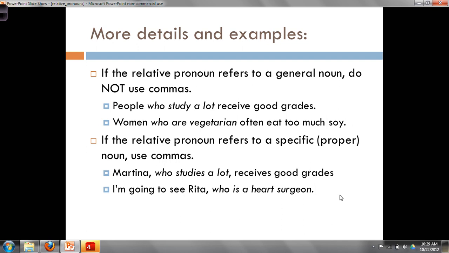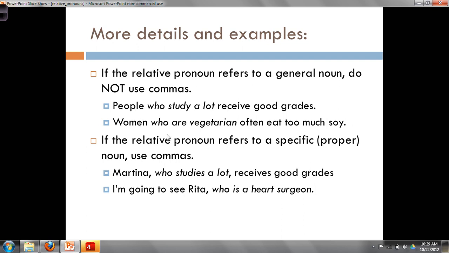So, a little bit more on this. If the relative pronoun refers to a general noun, do not use commas. People who study a lot receive good grades. So here we have who referring to people. It's a general noun, not a specific person's name, not a specific noun. So we do not use commas.